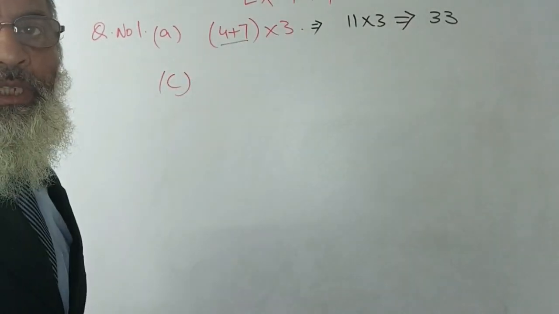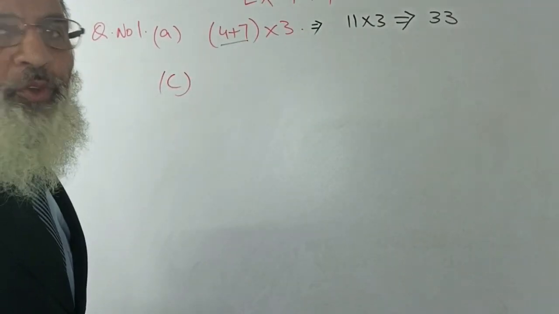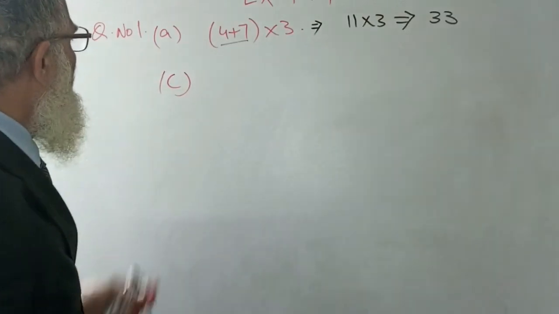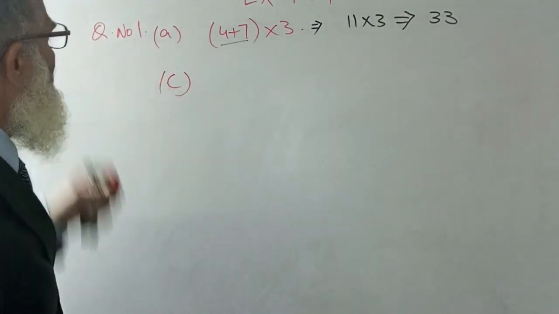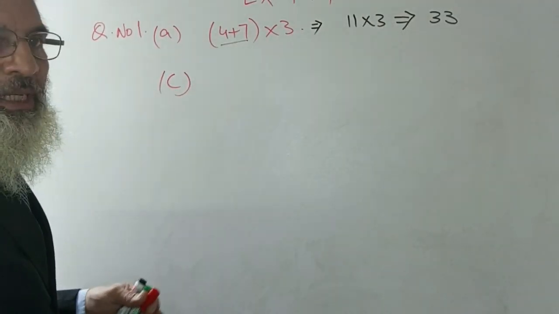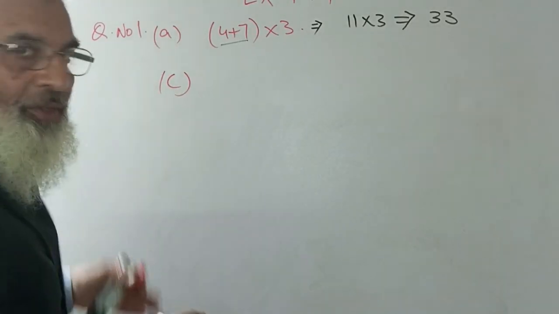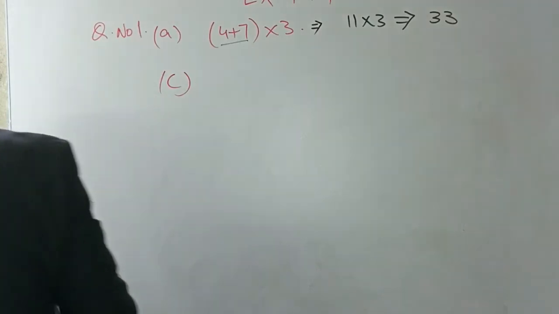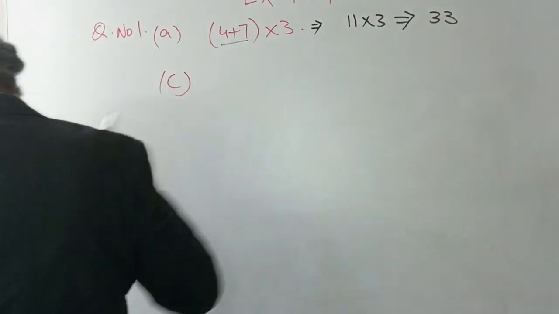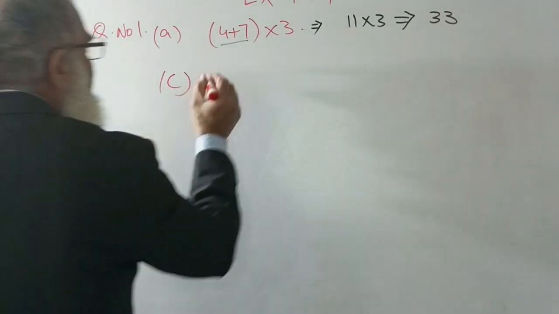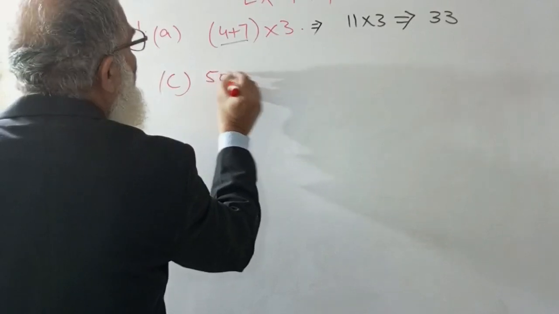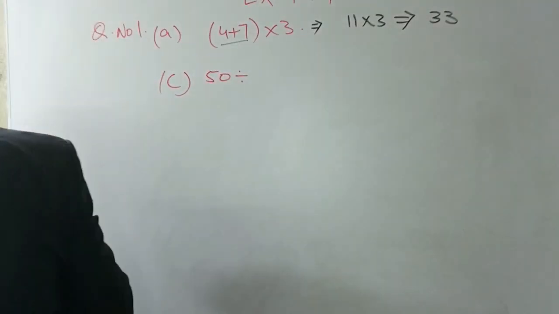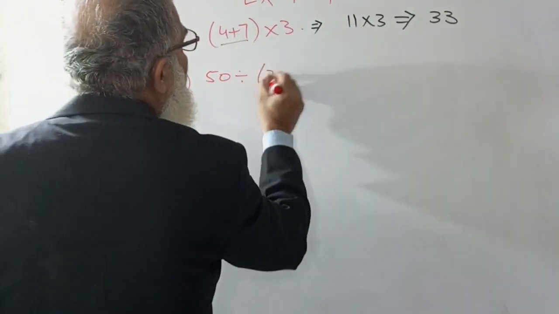Part C. Students, I am going to solve a few parts from question number 1, because we have to cover this exercise as soon as possible. So C is 50 divided by 20 plus 5.